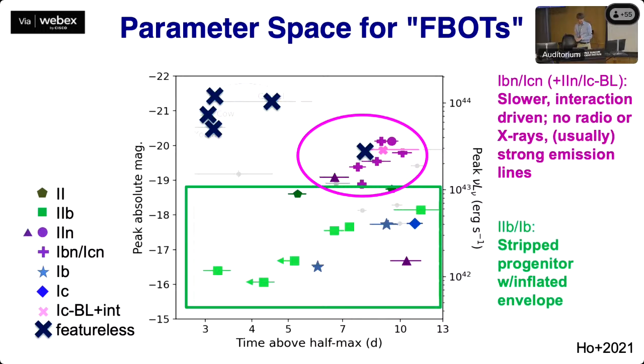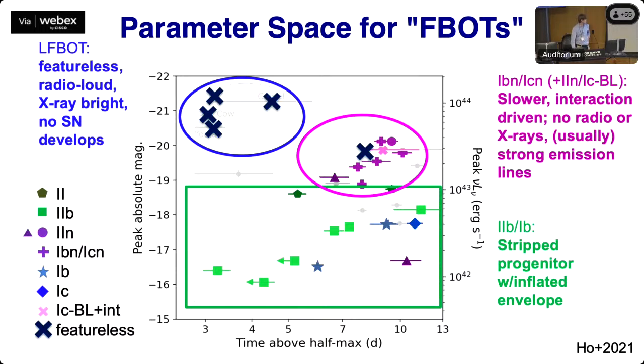There is a rarer and more luminous subpopulation of supernovae called 1BNs and now also 1CNs. So these are genuinely fast transients, timescale of about a week to rise and to decay. They are definitely associated with strong circumstellar interaction around probably a massive star explosion, and they have very strong emission lines that makes them very distinct.